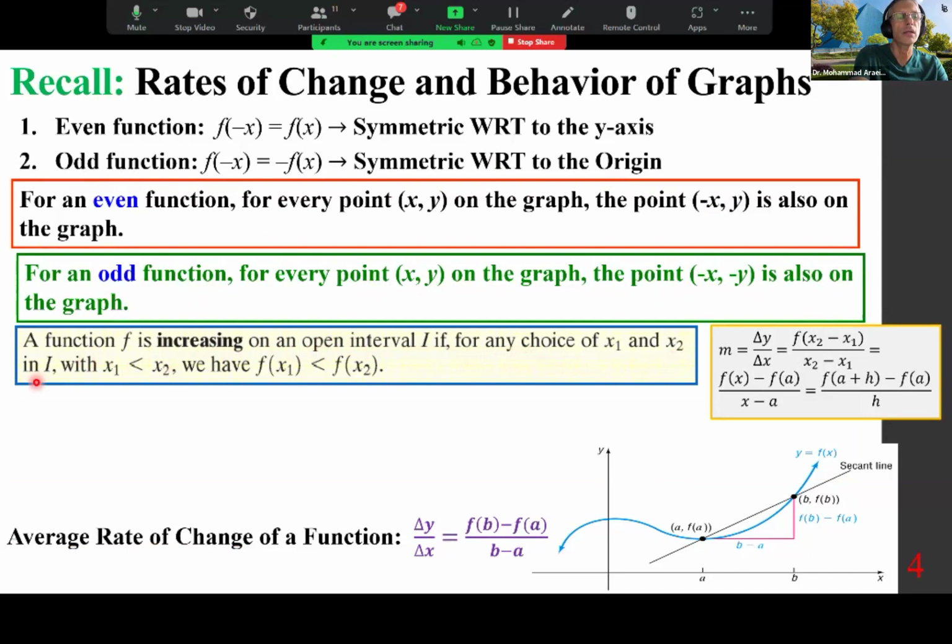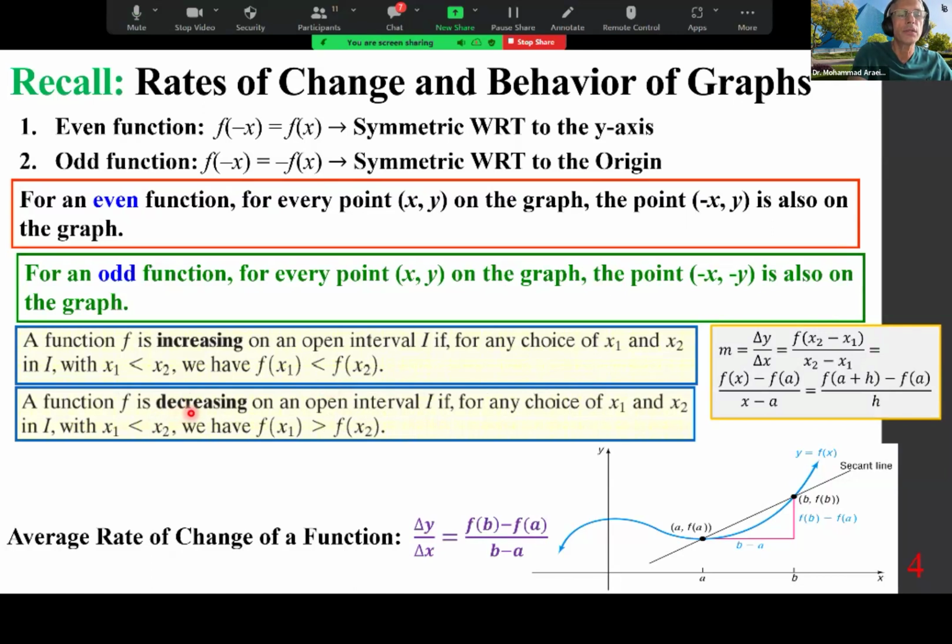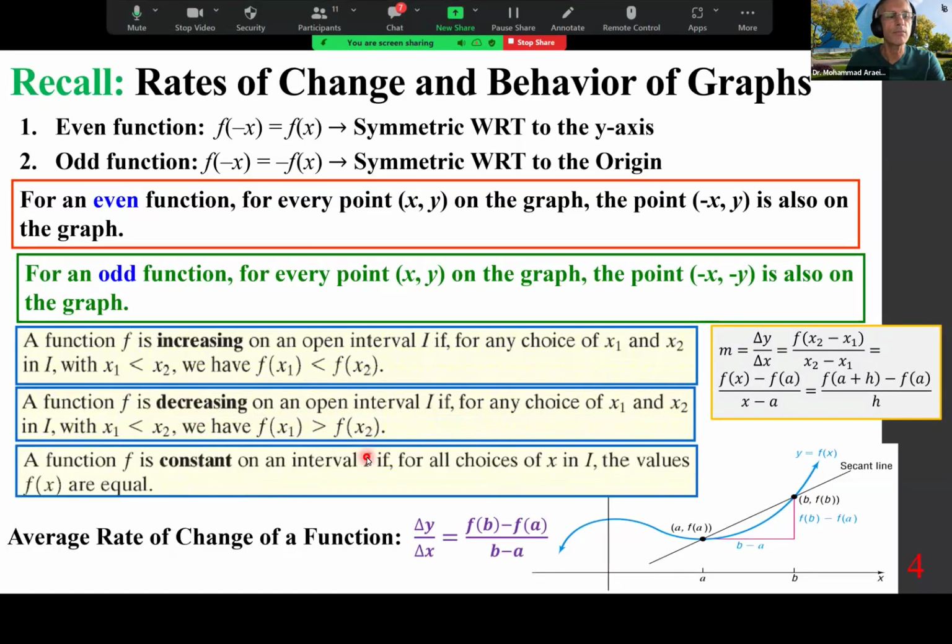A function is increasing on an open interval I if for any choice of x sub 1 and x sub 2 in the interval I, with x sub 1 less than x sub 2, we have f of x sub 1 less than f of x sub 2. A function is decreasing on an open interval I if for any choice of x sub 1 and x sub 2 in the interval I with x sub 1 less than x sub 2, we have f of x sub 1 larger than f of x sub 2. And a function f is constant on an interval I if for all choices of x in I, the values of f of x are equal.